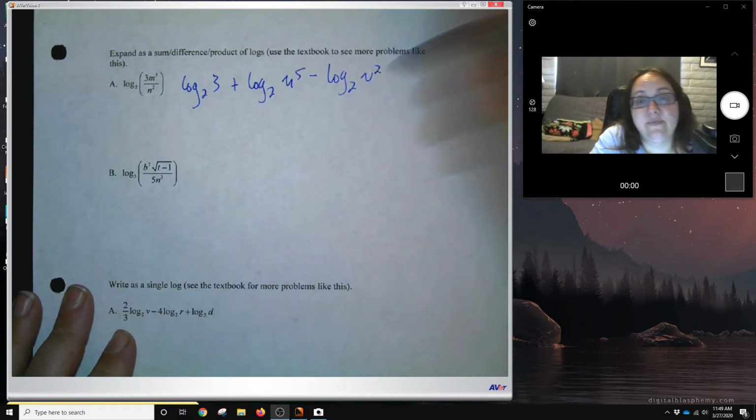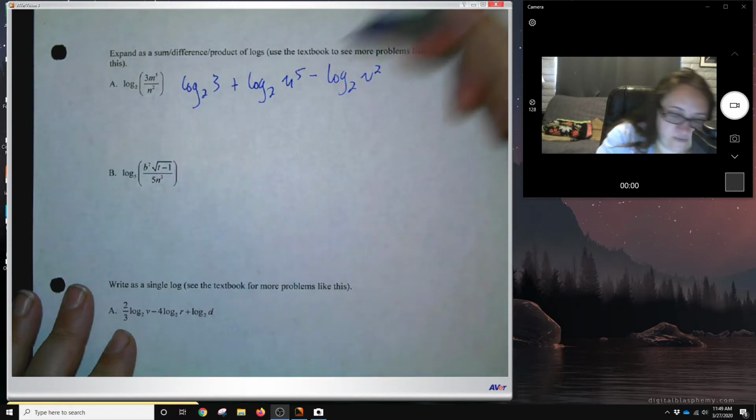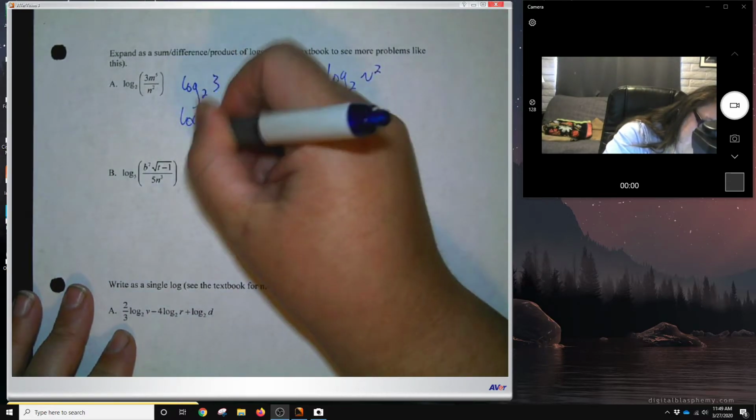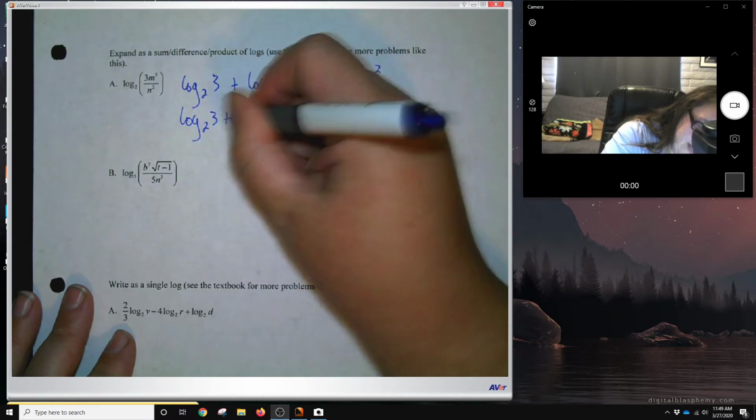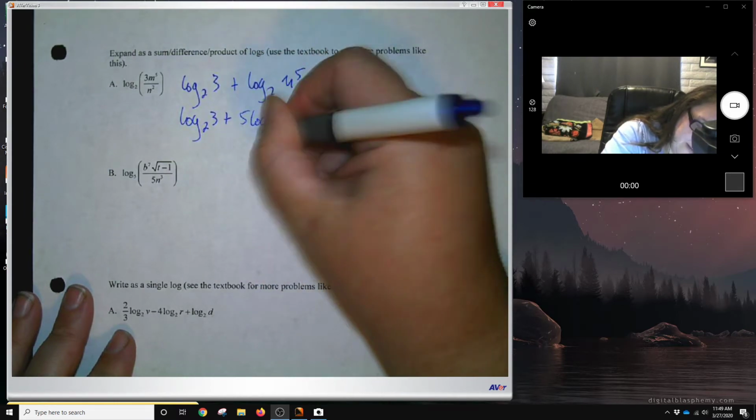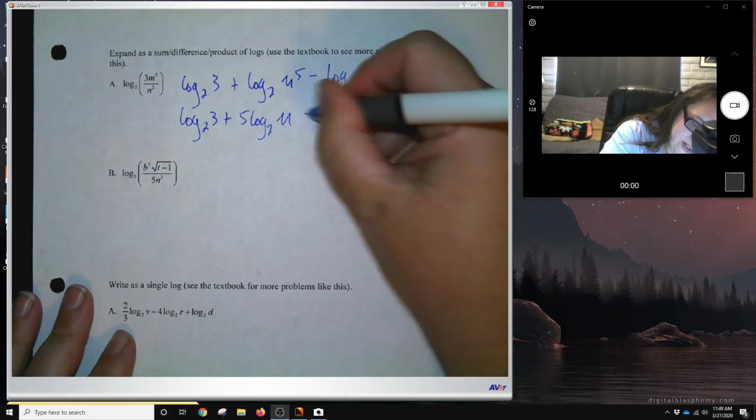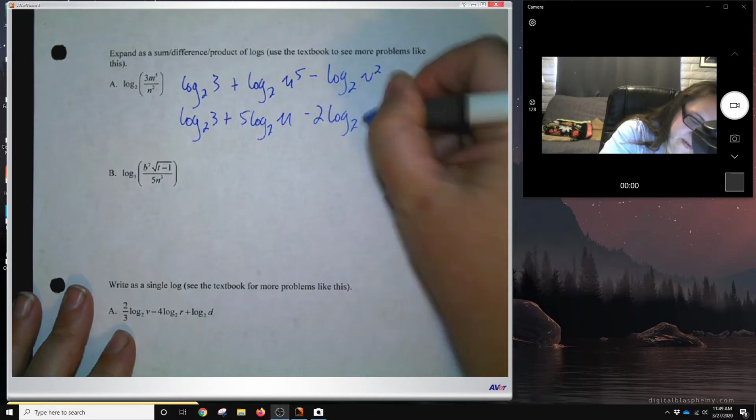n squared. And then the last thing that I need to do is take out any exponents. So any exponents are going to become coefficients. So this would be log base 2 of 3 plus 5 log base 2 of m minus 2 log base 2 of n.